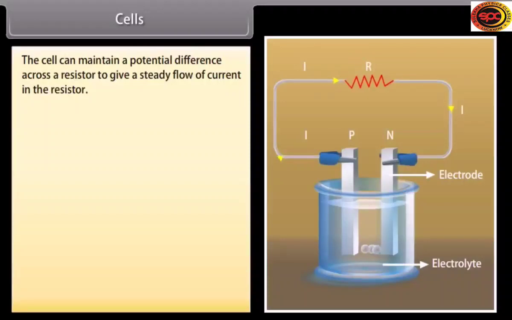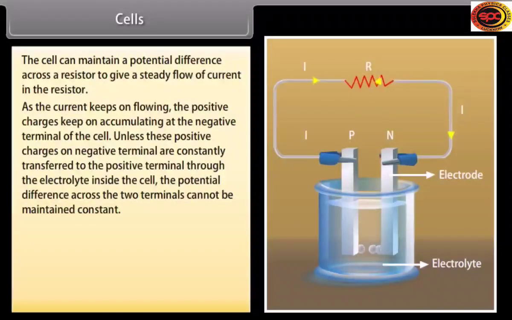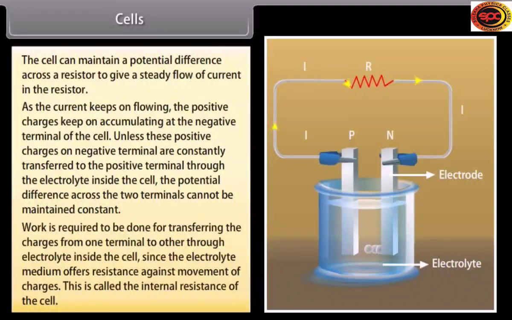Cells. The cell can maintain a potential difference across a resistor to give a steady flow of current in the resistor. As the current keeps on flowing, the positive charges keep on accumulating at the negative terminal of the cell. Unless these positive charges on negative terminal are constantly transferred to the positive terminal through the electrolyte inside the cell, the potential difference across the two terminals cannot be maintained constant. Work is required to be done for transferring the charges from one terminal to the other through electrolyte inside the cell, since the electrolyte medium offers resistance against the movement of charges. This is called the internal resistance of the cell.